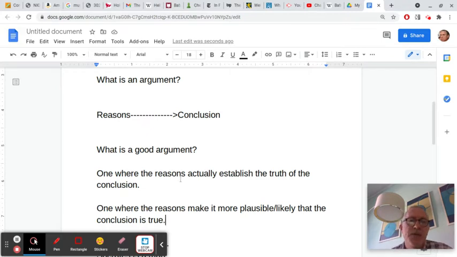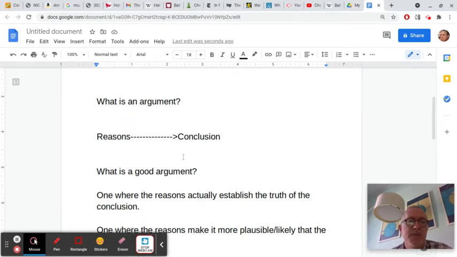So you want to keep that in mind, and just remember that when you identify an argument, you're setting up a possible evaluation of that argument. And the evaluation really is a matter of that: to what degree do the reasons actually support the conclusion?